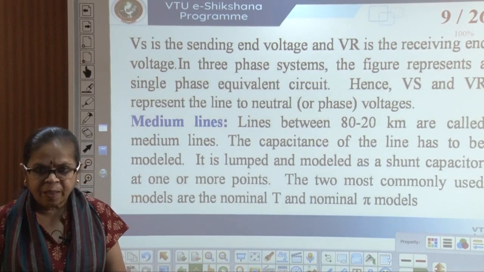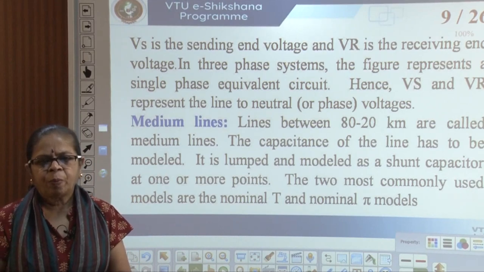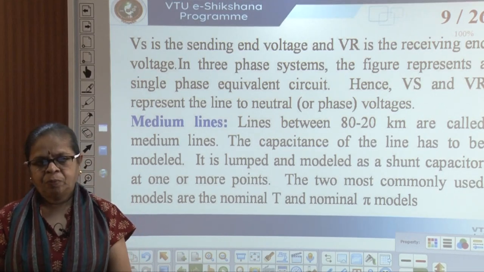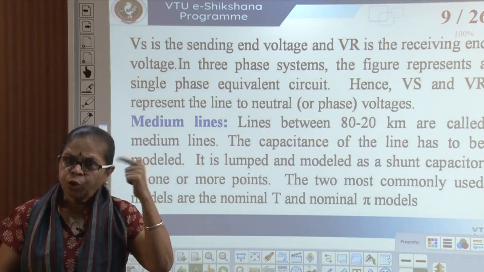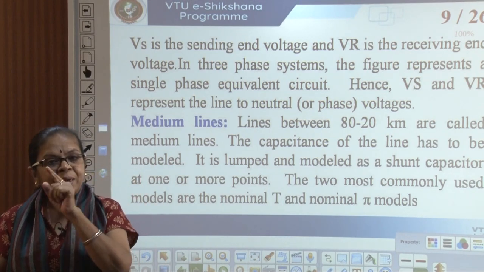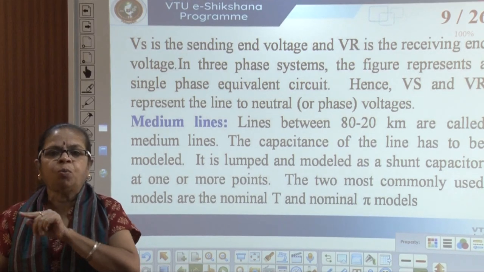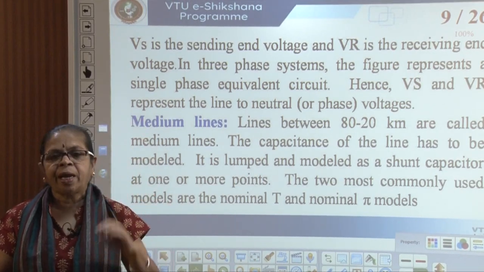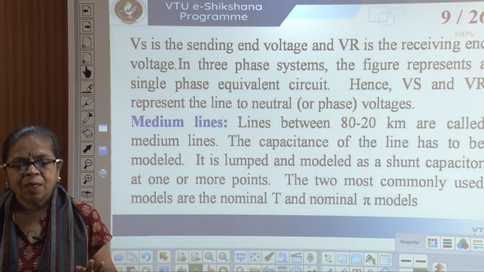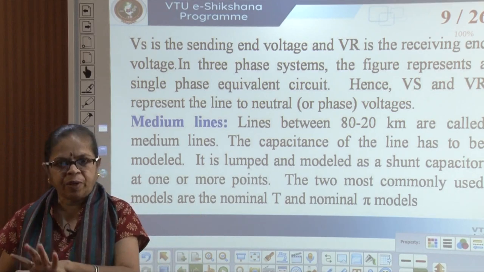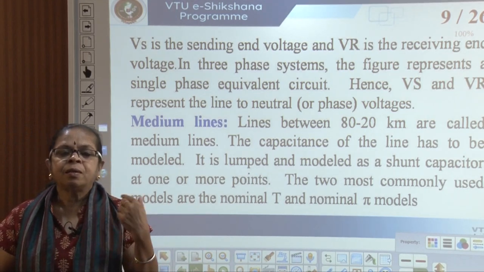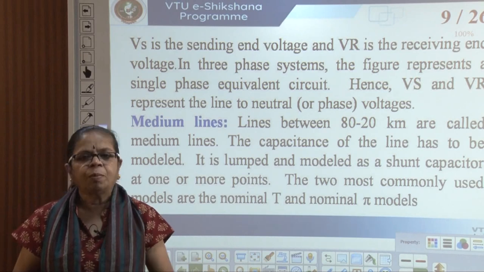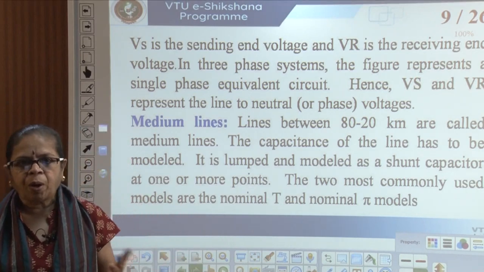Vs is the sending end voltage, Vr is the receiving end voltage. In three phase systems, the figure represents a single phase equivalent. So Vs is the sending end line to neutral voltage. Similarly, Vr is the receiving end line to neutral voltage. You don't have to write VSN, VRN. We simply write VS, VR, and it is understood that in a single phase system, it is simply the sending end voltage and receiving end voltage. In a three phase system, it is the line to neutral voltage at both ends. Clear? Don't make this mistake. This is a mistake very commonly made when students try to solve problems.